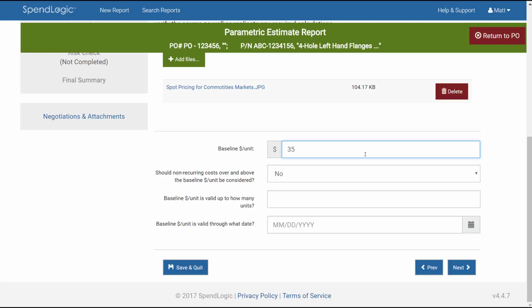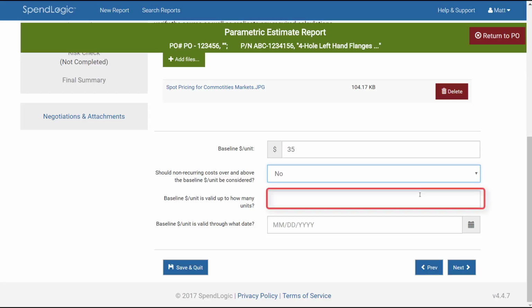Next, if there are non-recurring costs that should be taken into account, you can choose yes in this box and provide the amount and a further explanation. SpendLogic then asks the quantity for which the market pricing is valid. For example, if your spot price indicates that $35 a pound is valid for up to 5 pounds, you would enter 5. If the market price doesn't have a limit, just input a number that is larger than the quantity you're purchasing.